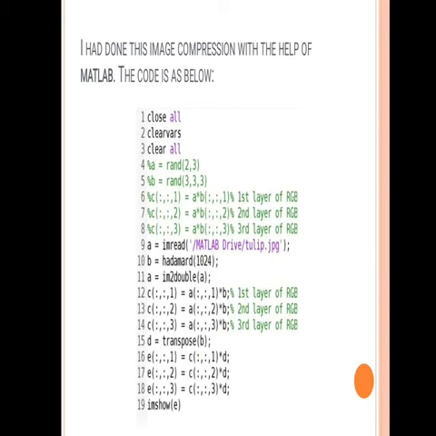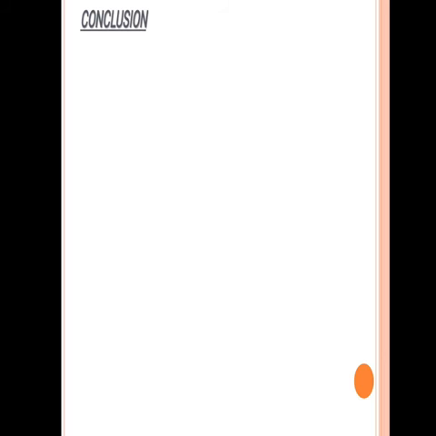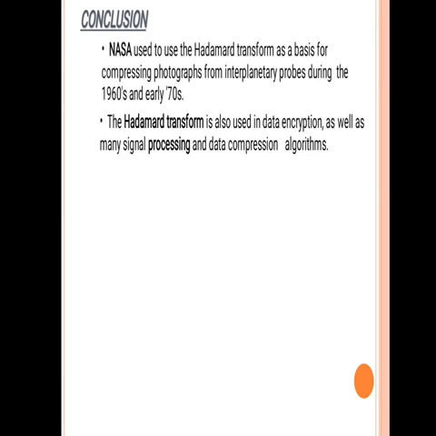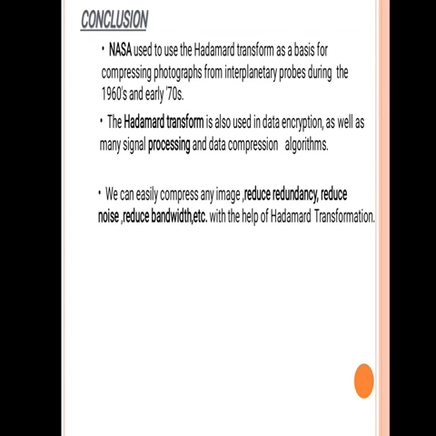At the end, I conclude my topic with some knowledge. NASA used the Hadamard transformation as a basis of compressing photographs from interplanetary probes during the 1960s and early 70s. The Hadamard transform is also used in data encryption as well as many signal processing and data compression algorithms. We can easily compress any image, reduce redundancy, reduce noise, reduce bandwidth, etc. with the help of Hadamard transformation.